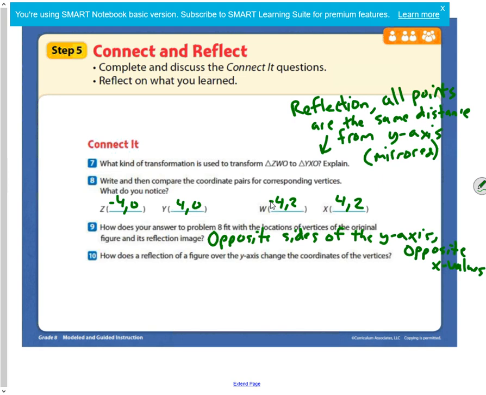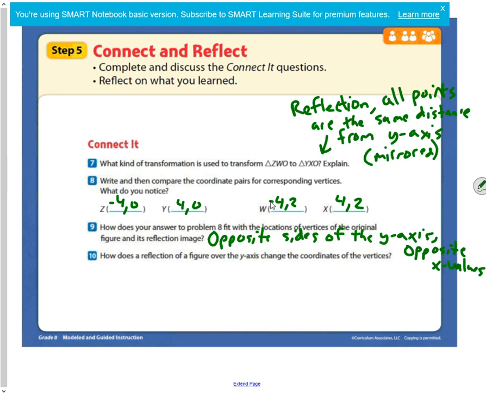We looked at it yesterday with rotations too. When you do 180 degrees, it just made all the values the opposite. So if it was a negative, it was a positive, positive, negative. It didn't change the order or anything like that. For 180 degrees, it just changed and made everything the opposite.